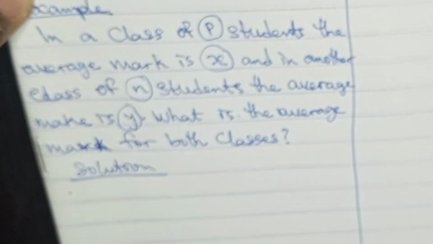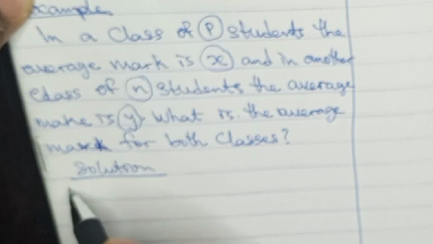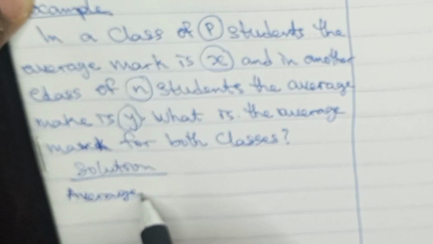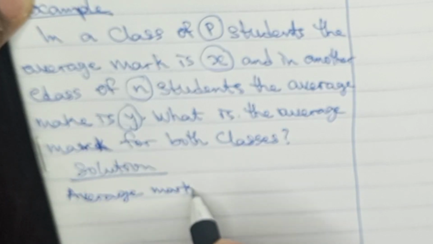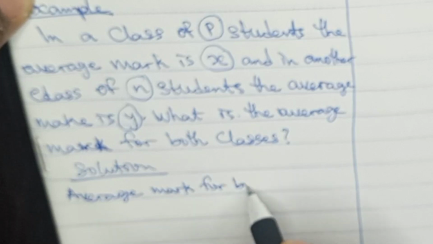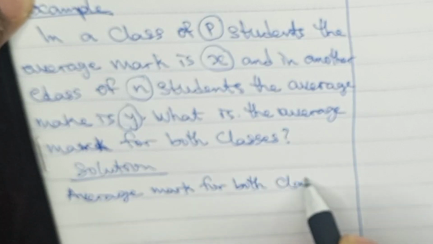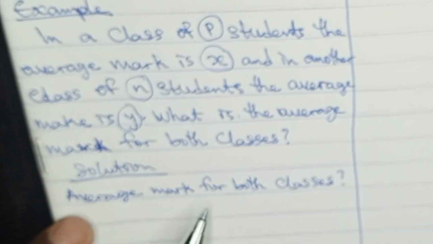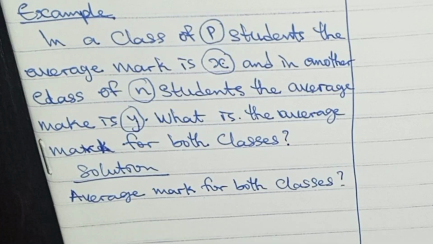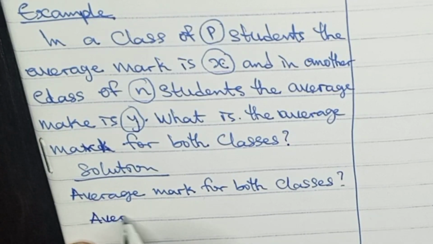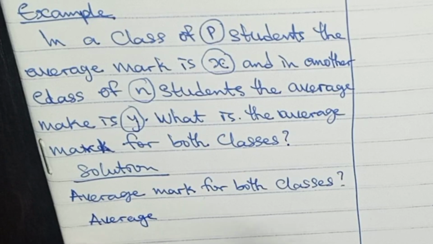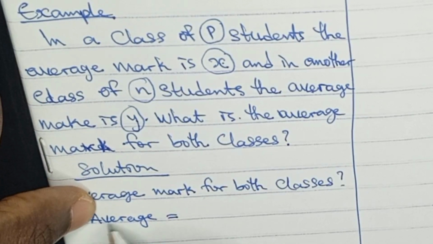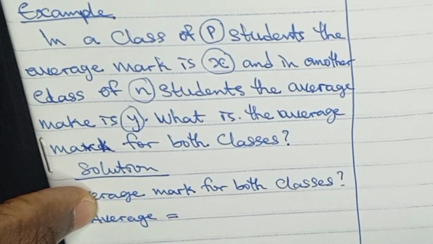From here, let's write. So the question here is: average mark for both classes. That is the question here. This is what we want to look for. But to get this, we have a formula for finding average. For us to find average, we know it is the sum of values over the number of values. Okay, let's write this one first.